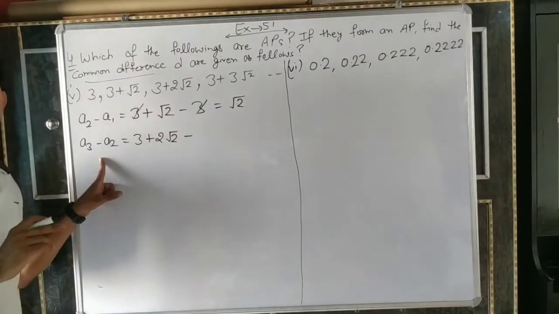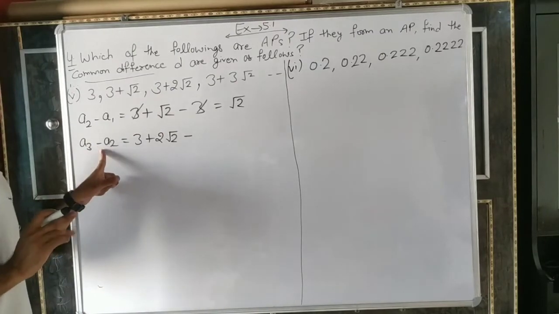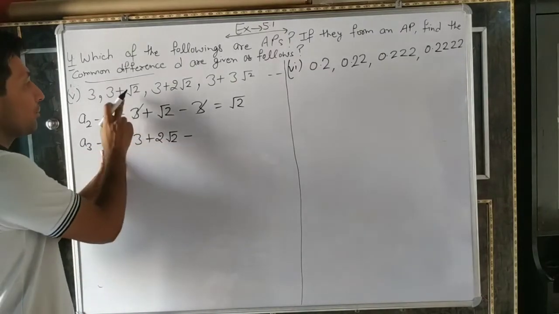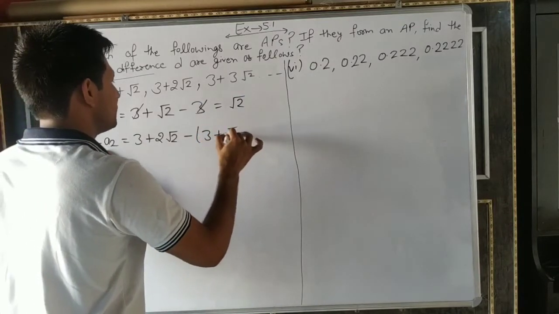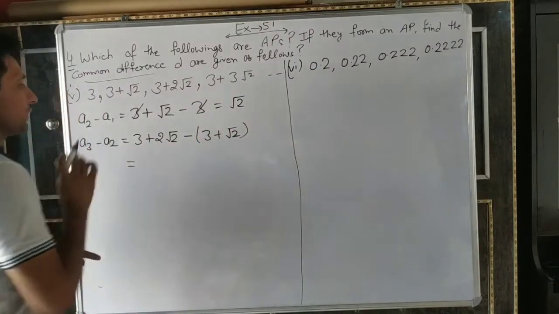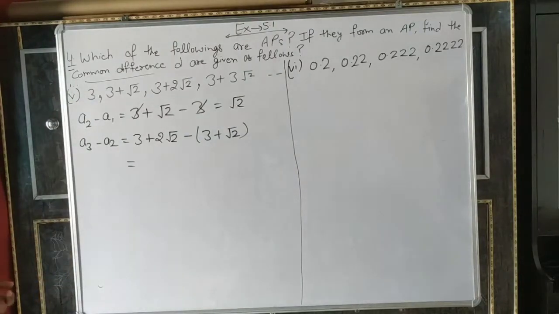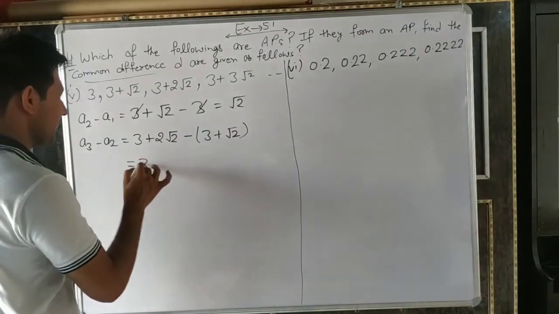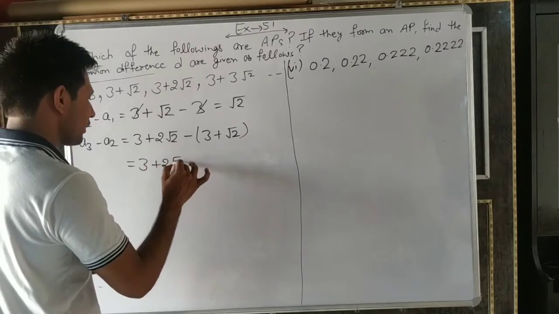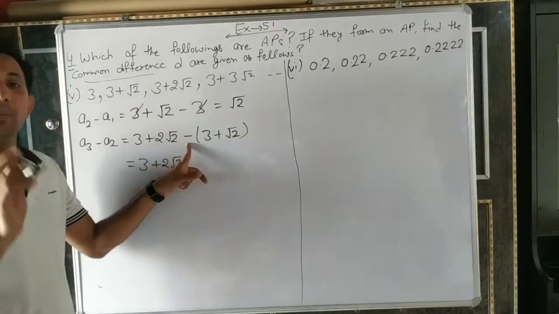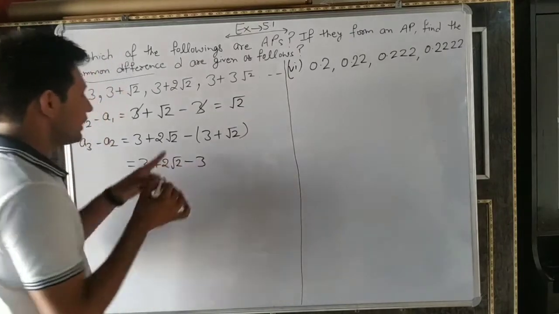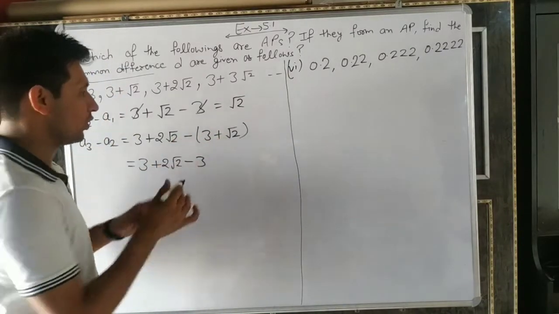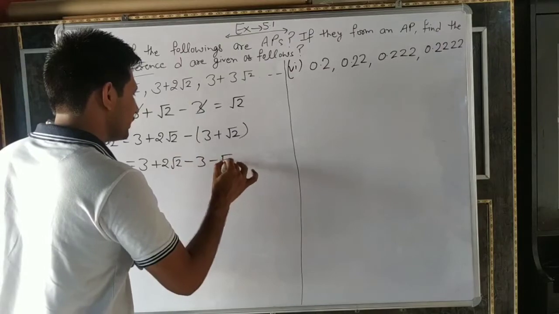Whenever there is a negative sign and more than one term, always write them in a bracket. Why am I telling you to always use a bracket? Look at 3 plus 2 root 2. It is negative, meaning minus 1. Negative into positive is negative. Negative into positive is negative. So it becomes negative.